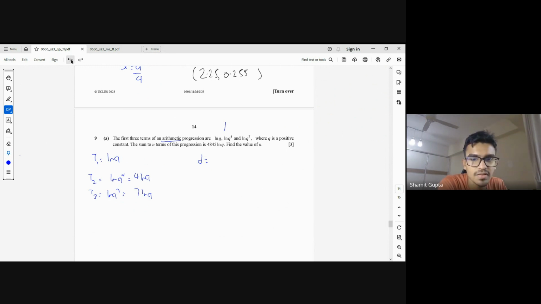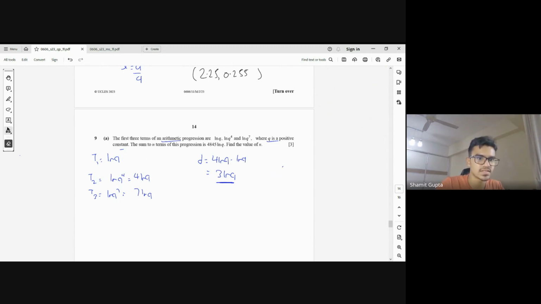This is ln there. Okay, so D will be equal to 4 ln q minus ln q, which is equal to 3 ln q, or it could be 7 ln q minus 4 ln q also. So 3 ln q. The q is a positive constant. The sum to n terms of this progression is 4845 ln q. Okay, then it's better to use 3 ln q. They've had 4845 there instead of in the power. So I guess here also it's better to use 3 ln q only.